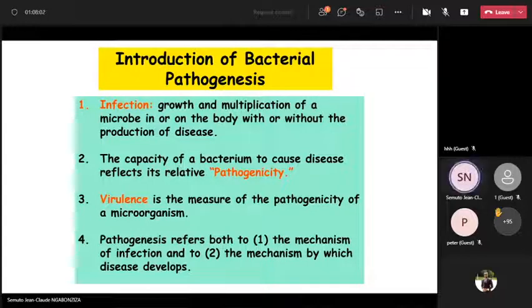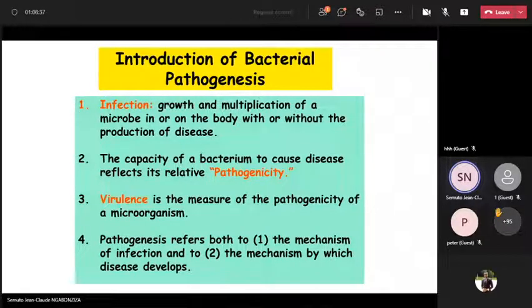So the capacity of a bacterium to cause disease is called pathogenicity. Some bacteria have higher capacity to cause disease, some others have relatively lower, and some others have no capacity to cause disease, including the normal flora. The measure of pathogenicity is called virulence. So we say some strains, some bacteria, are more virulent than others.